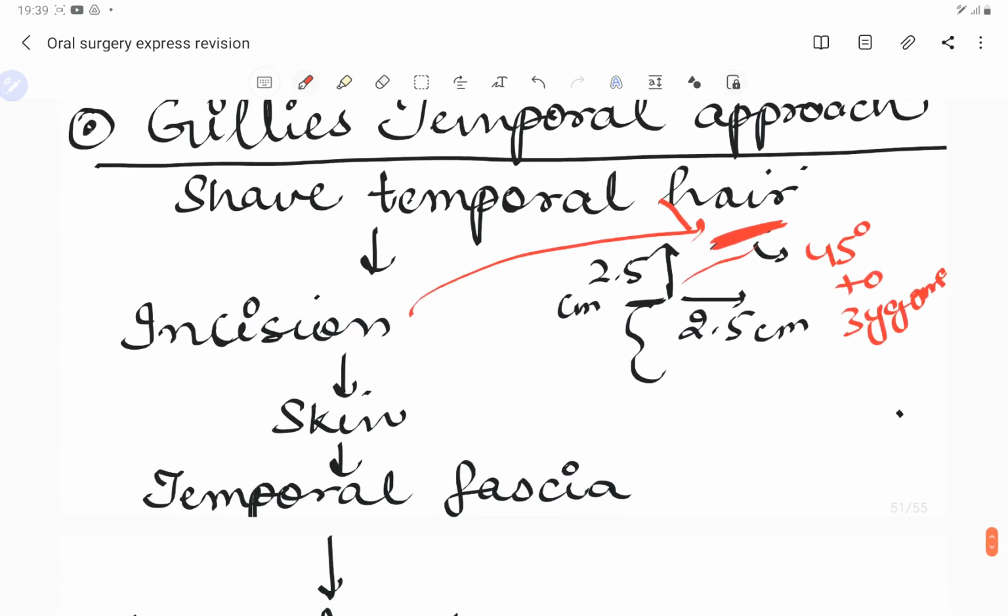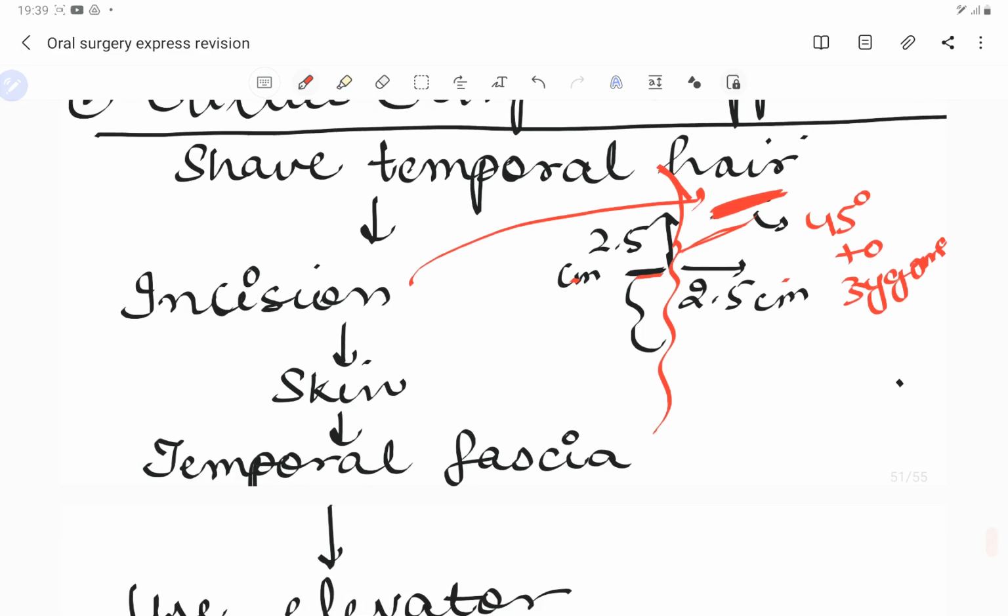The another one is the Gillies temporal approach. So we are going from the ear side, which is the temporal region, that is why we call it the Gillies temporal approach. We are making an incision 2.5 centimeters superior and anterior to the helix of the ear. So this one in the red is the incision line. So there is the superficial temporal artery, the anterior branch, which is also known as the frontal branch, or the posterior branch, also known as the parietal branch. We make an incision parallel to the anterior branch, which basically automatically is 45 degrees to the zygomatic arch.